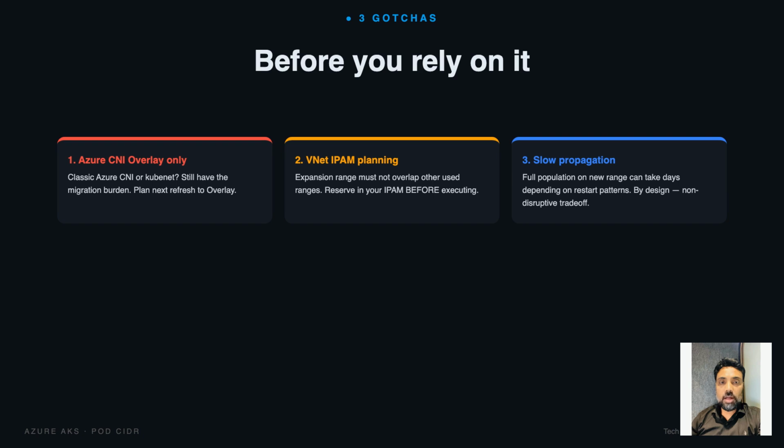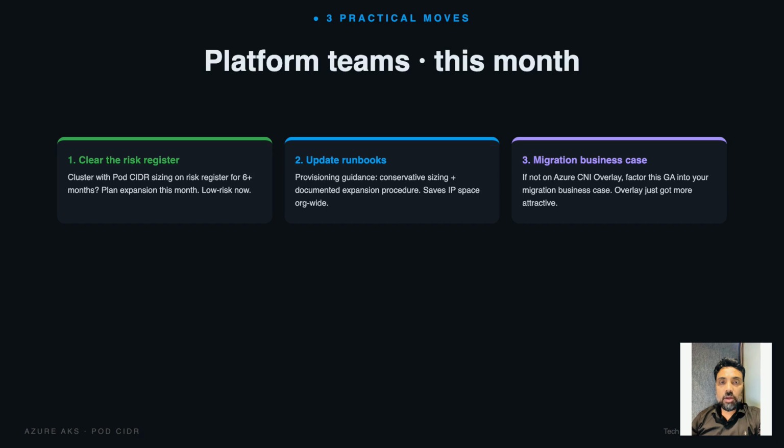Quick recap. Pod CIDR Expansion in Azure CNI Overlay for AKS is now GA. Non-disruptive rolling updates expand your cluster's IP allocation without teardown. Ends the multi-week cluster migration pattern for outgrown clusters. 3 scenarios changed: growth planning without over-allocating, unblocking capacity constrained clusters, larger cluster consolidation. 3 gotchas: Azure CNI Overlay specific, VNet IP planning, propagation takes days. Plan expansion on risk register clusters, update your provisioning runbooks, factor into migration business cases.